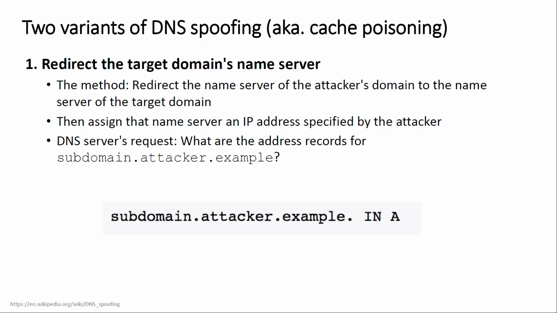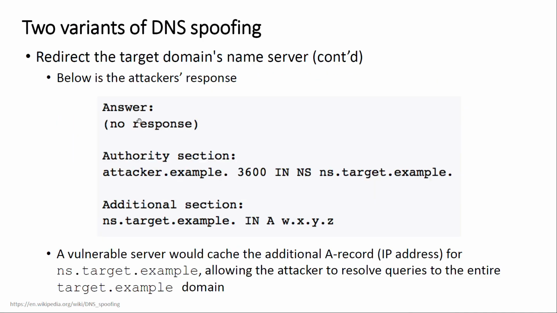First one is to redirect the target domain's name server. The method is as follows. Redirect the name server of the attacker's domain to the name server of the target domain. Then assign that name server an IP address specified by the attacker. So the DNS server's request is: what are the address records for subdomain.attacker.example? In this case it's type A. And the attacker's response is as follows. It provides the name server. So a vulnerable server will cache the additional A record IP address for ns.target.example, allowing the attacker to resolve queries to the entire target.example domain.